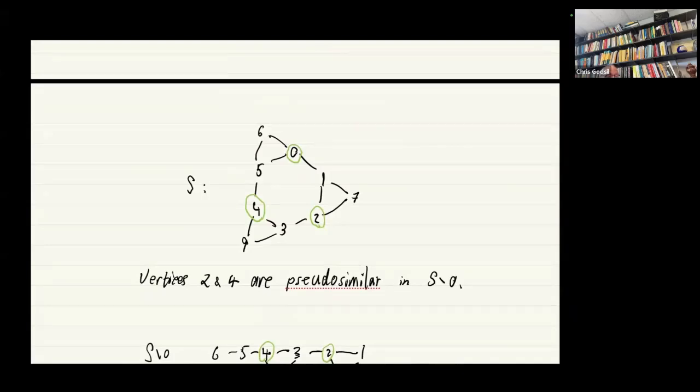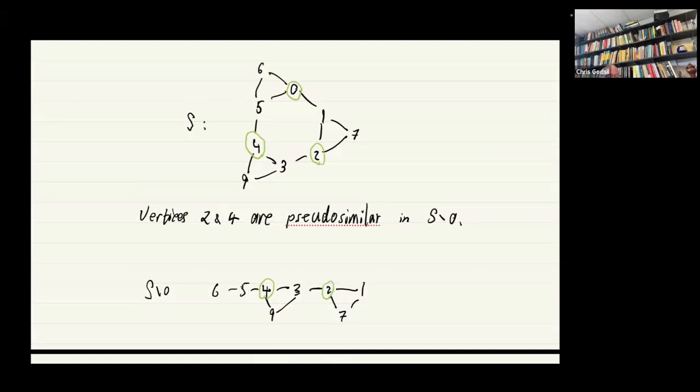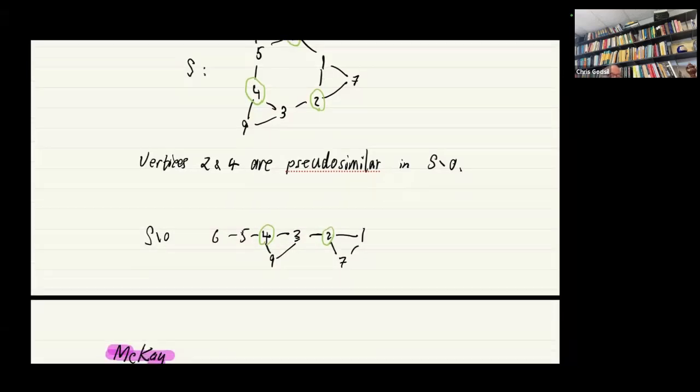Now, just to show that you can do more with it, this is the simplest example. If I take a 6-cycle and put the triangles as shown, then the vertices 2 and 4 are pseudo-similar in this graph. So the point is, this is a general construction, and it's due to 2 chemists.